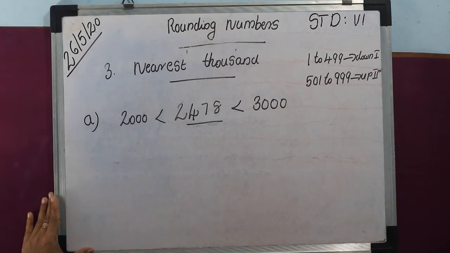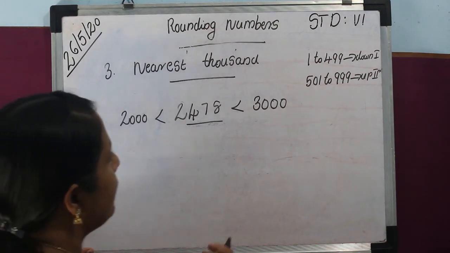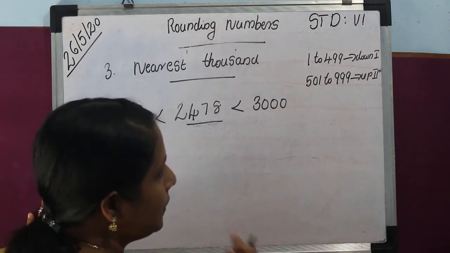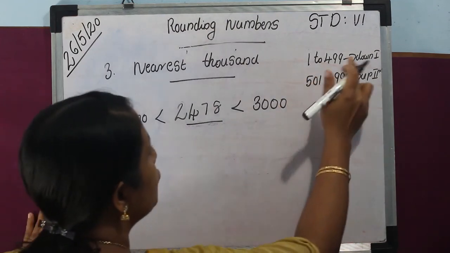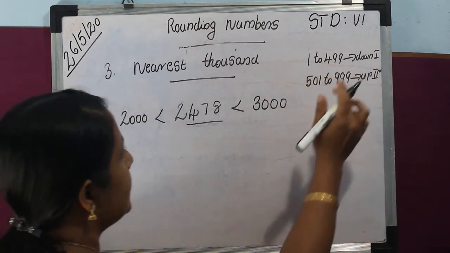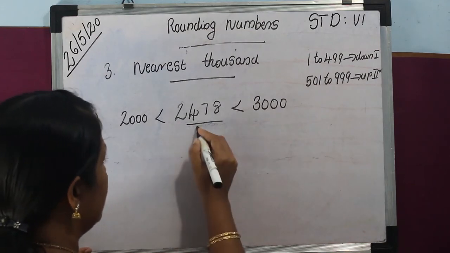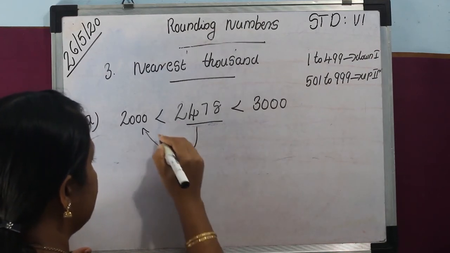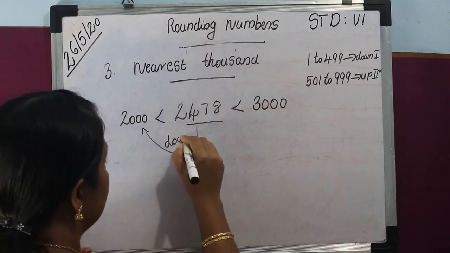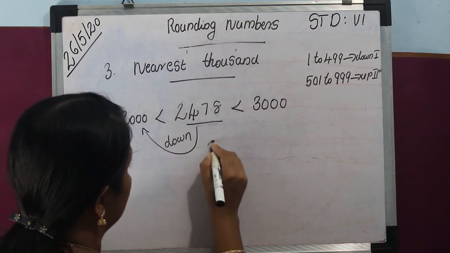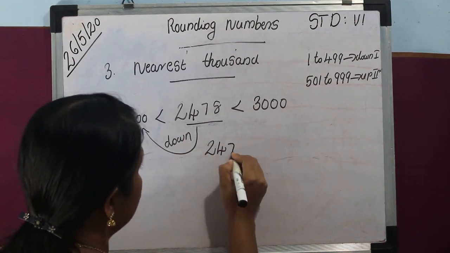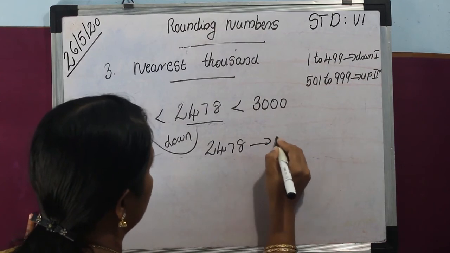So our number is 478. Identify which category 478 belongs to. That is 1 to 499. So it is rounded down to the first number. Therefore 2478 is rounded down to 2000.